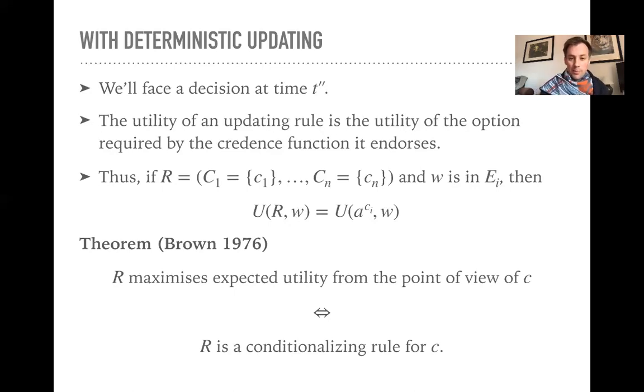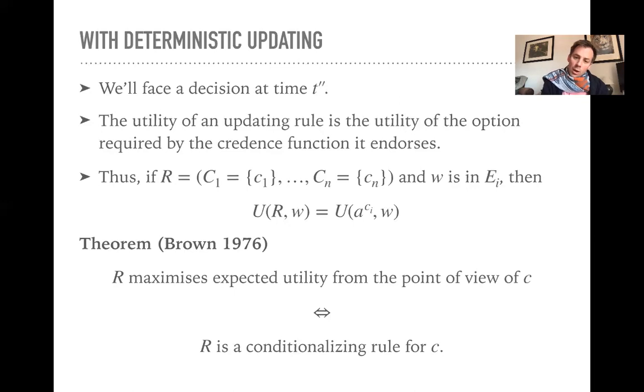So in this decision problem, I'm using the notation A superscript Ci to denote the option that the credence function Ci would lead you to choose, would require you to choose, the one that maximizes expected utility from the point of view of Ci. I should say there's a complication because sometimes there are going to be ties between them. In fact, there are ways of working that out, but I don't think there's any point in us getting into that here.